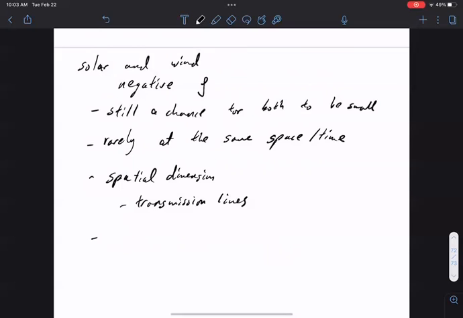Okay. How about time? How do you deal with the time dimension? Right. Storage, right? So this is storage. And this does not mean just battery storage. Okay, this can come in many forms. For example, what's the biggest form of storage for us here? Hydro, right? Our storage capacity is very, very large because of hydro.